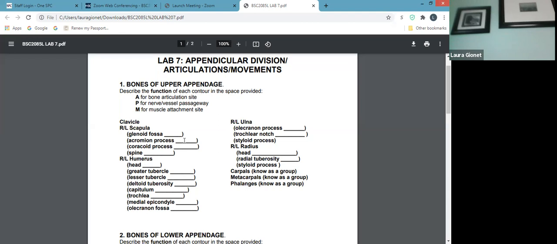All right, mid shaft and out laterally on the humerus is the deltoid tuberosity. Again, it's like a tubercle, a roughened point of attachment. So M for muscle attachment.